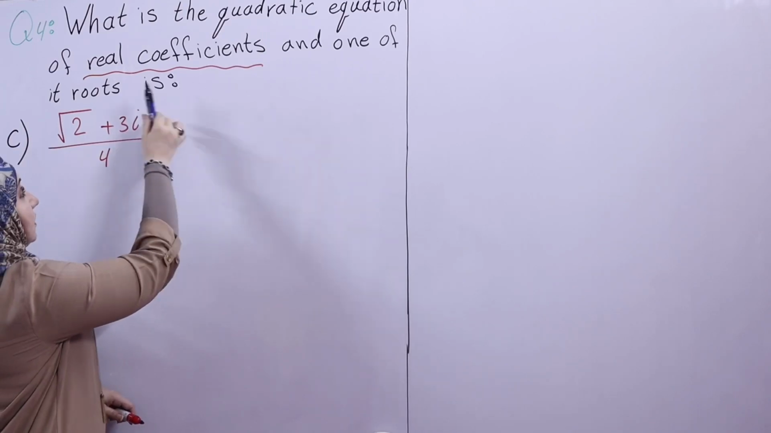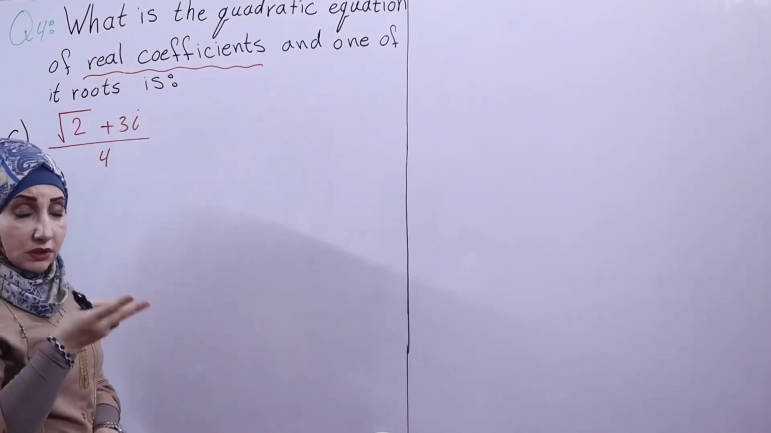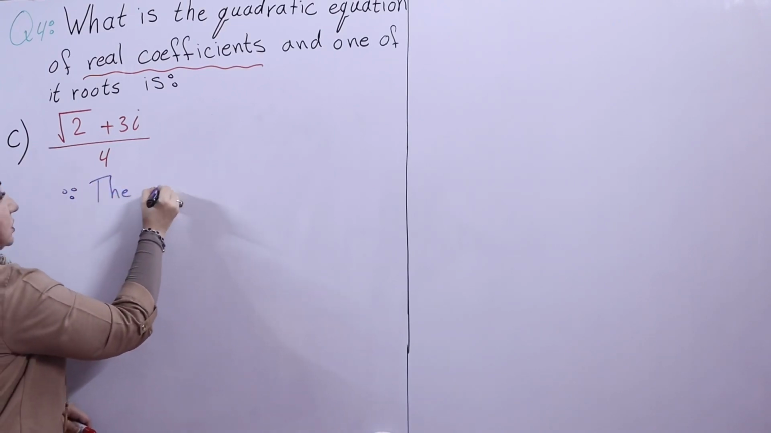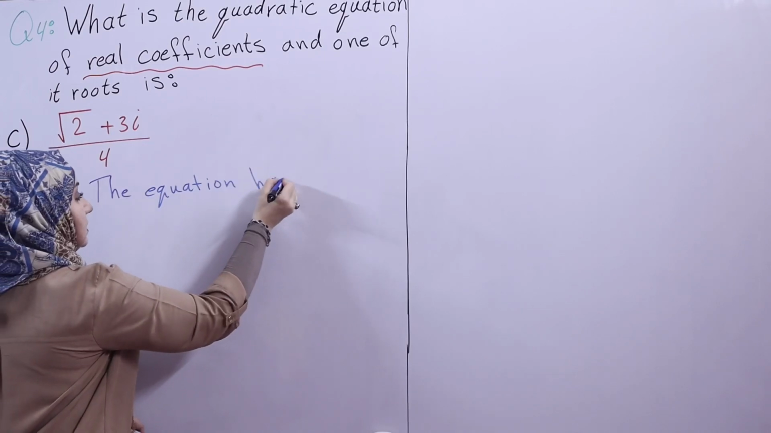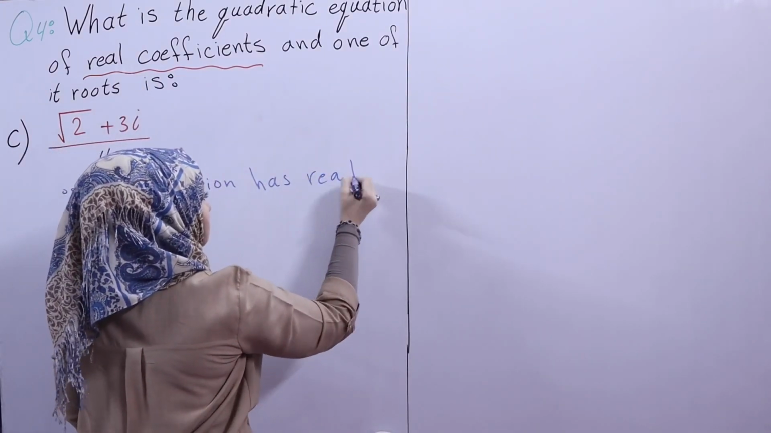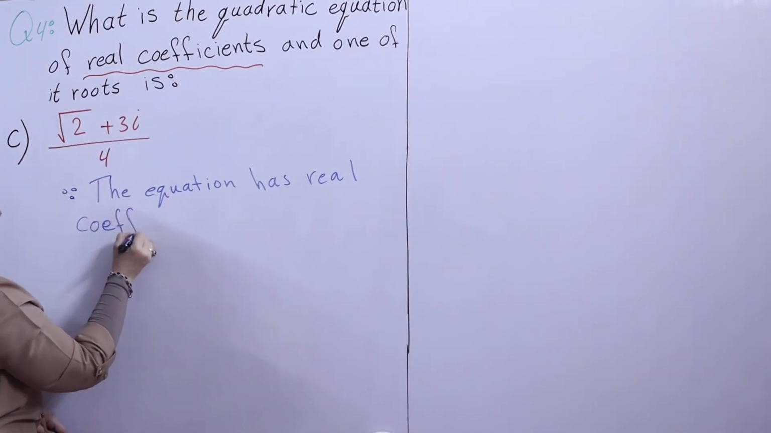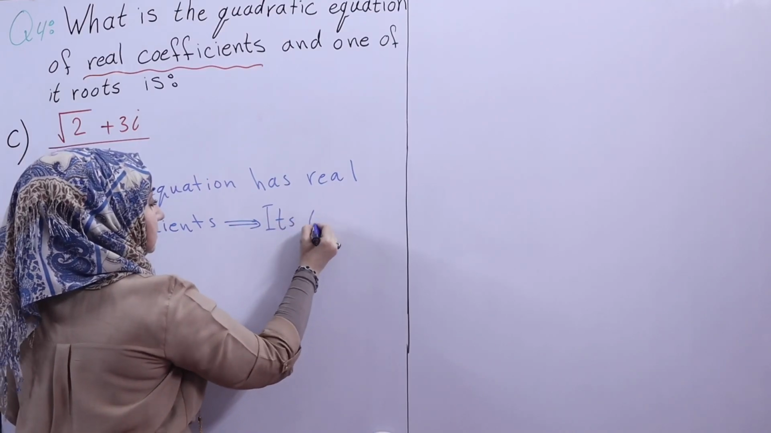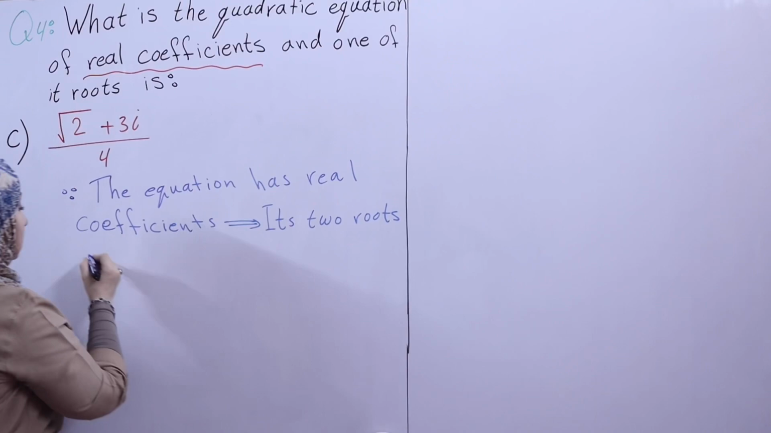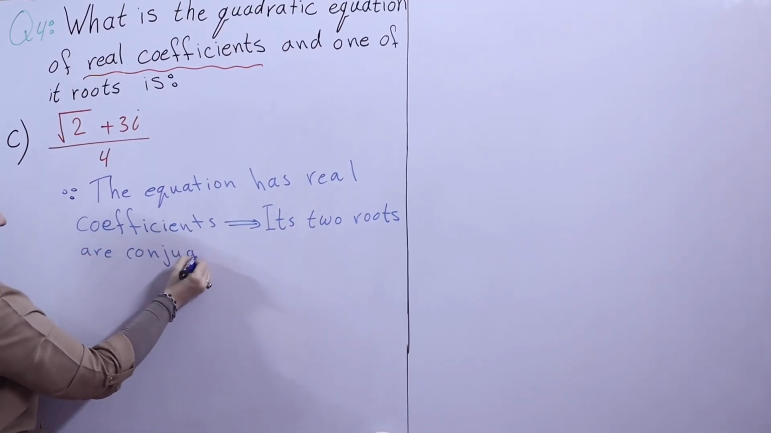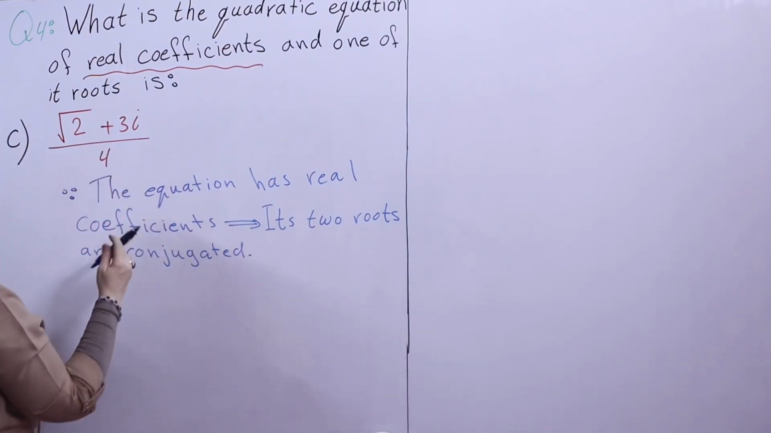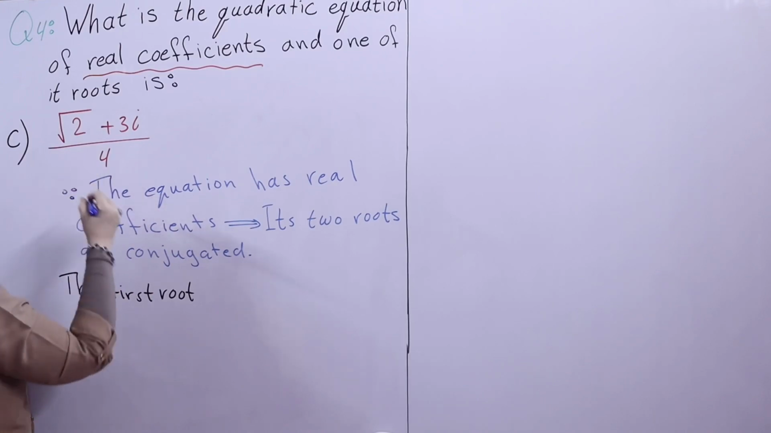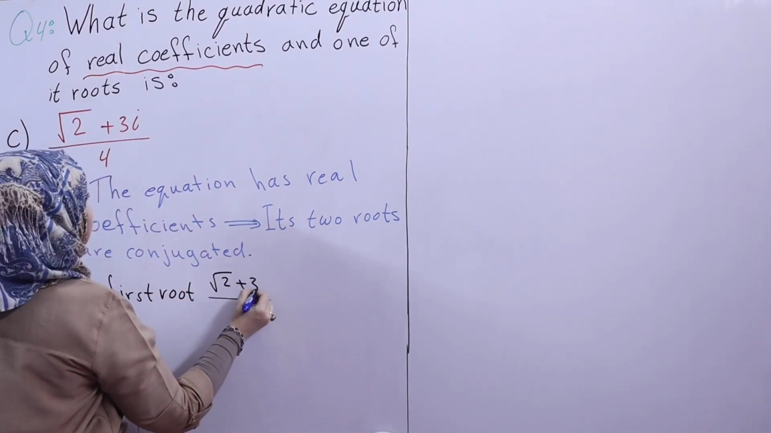So, because the quadratic equation has real coefficients, that means its two roots are conjugates. So we will write: since the equation has real coefficients, that means its two roots are conjugated. So the first root, which is given in the question, is square root of 2 plus 3i over 4.